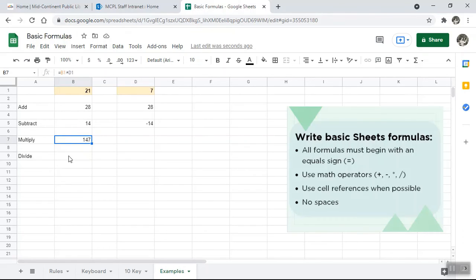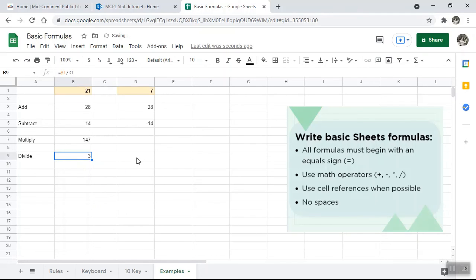Well, let's also divide. So let's come down to B9 for division, and there are two ways that we could do this one as well. So let's say equals 21, or B1, divided by, and again it's the forward slash, D1, or 7. And when we press enter, we get 3.